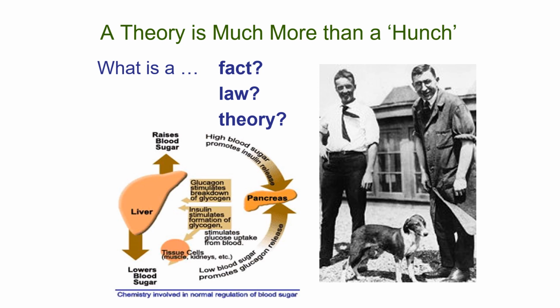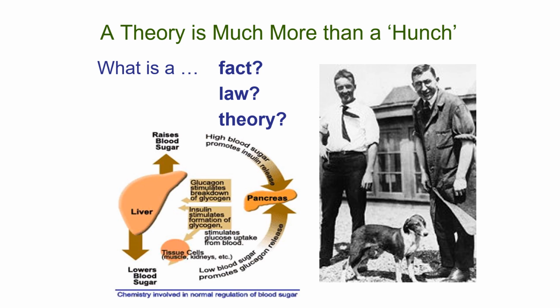A theory, that word means something very, very different in science than it does in everyday speaking. If you tell your friend that you have a theory, usually you mean that you have a hunch, and it means something very different in science. A theory is a model. A theory is a collection of facts, a collection of laws. It's a really big thing with lots of supporting evidence.